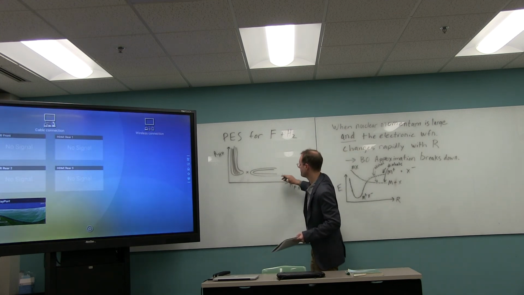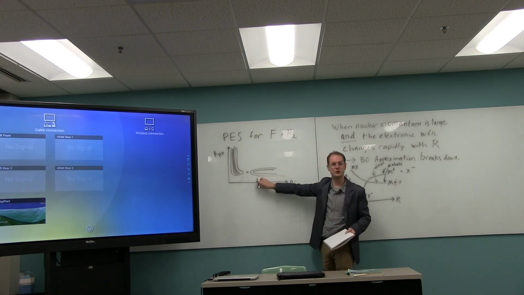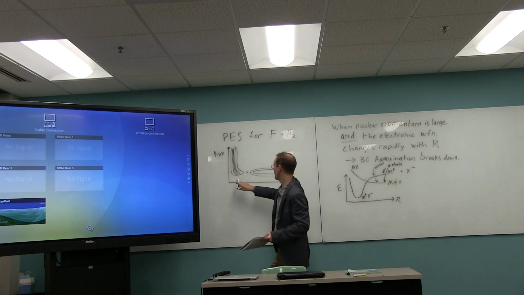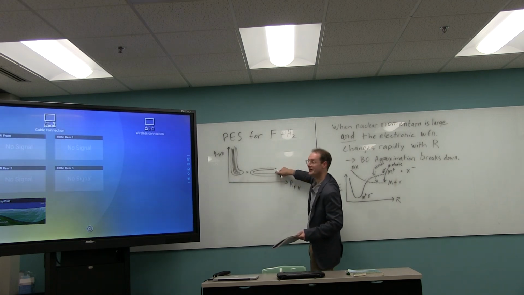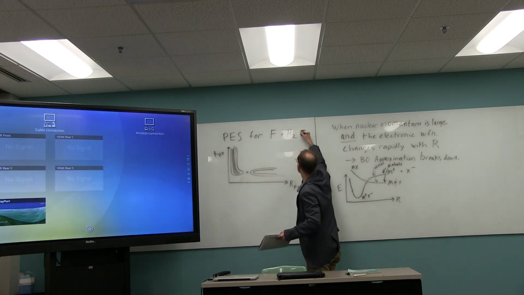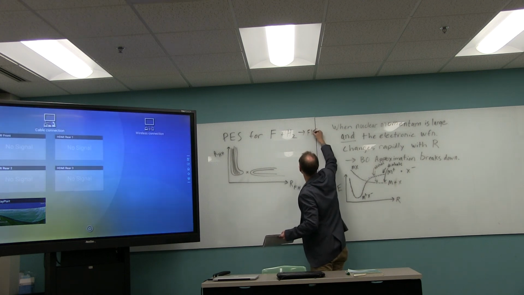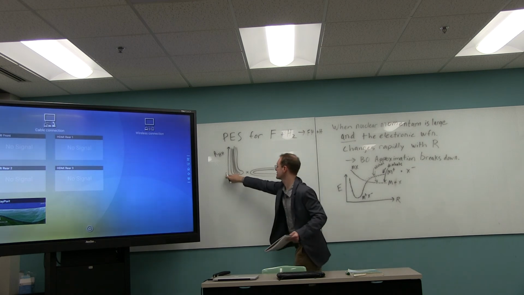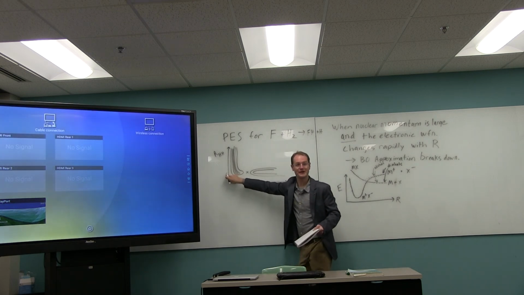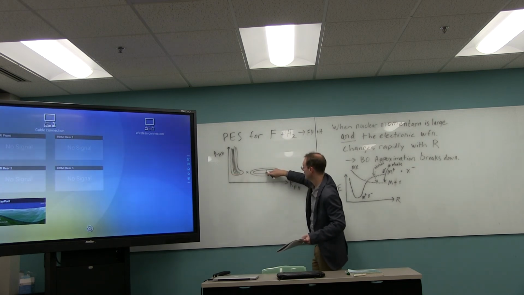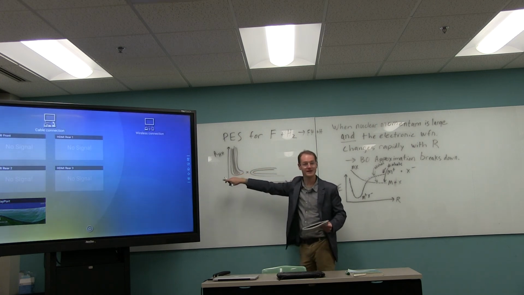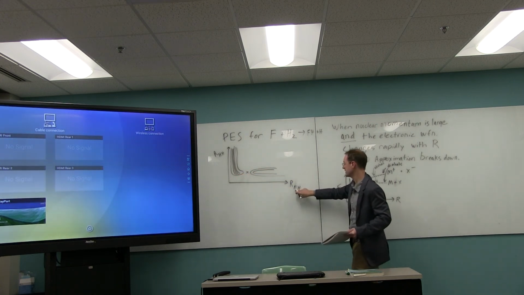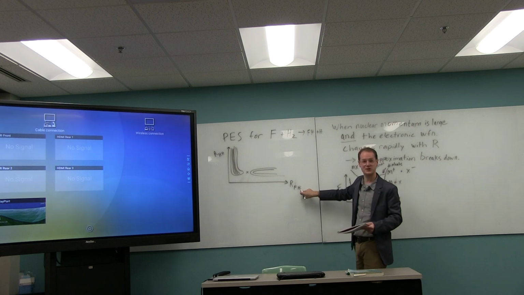So basically, this is drawn as a contour plot. The reactants are here, right? This reacts to form FH plus H. So the reactants are here. They have a fixed HH bond length. But as you go to the right, you're basically decreasing the distance from F to one of the H's.